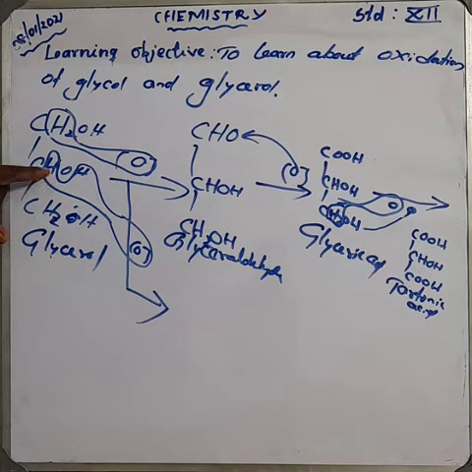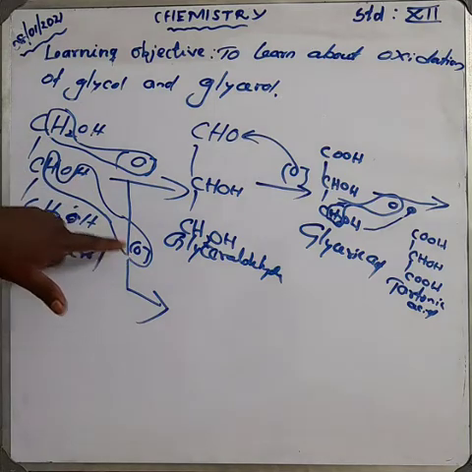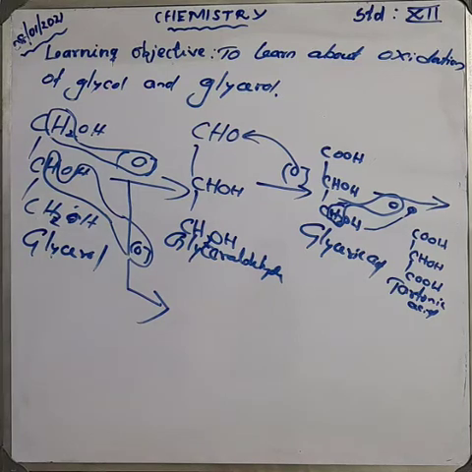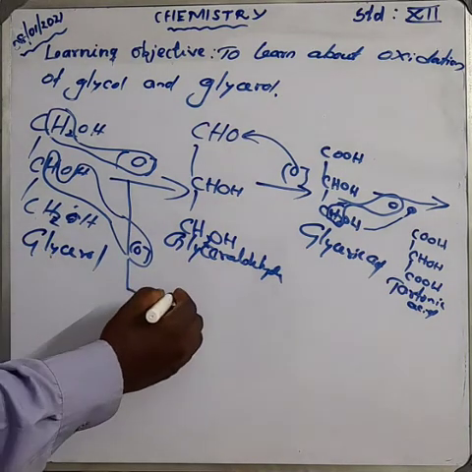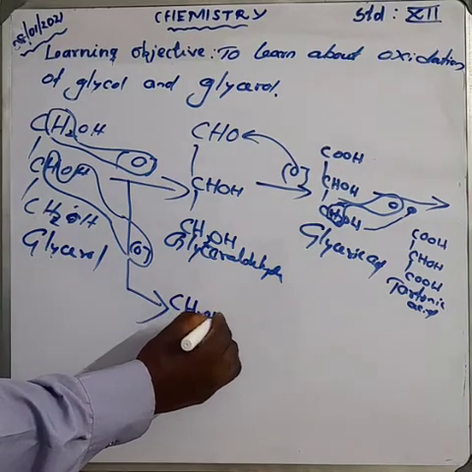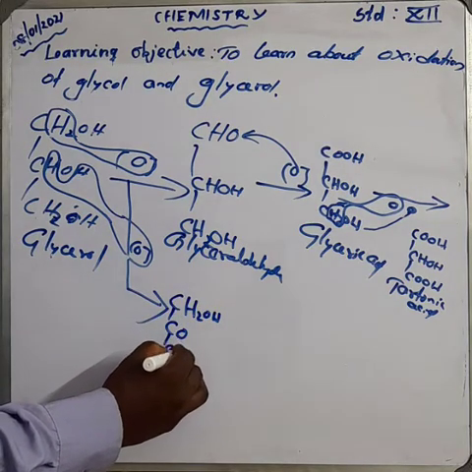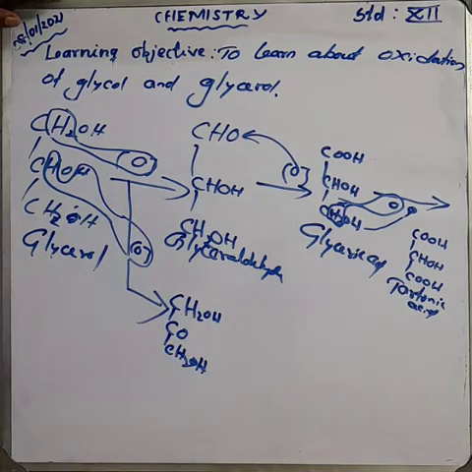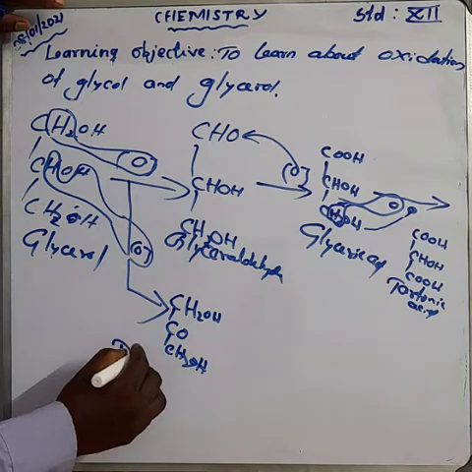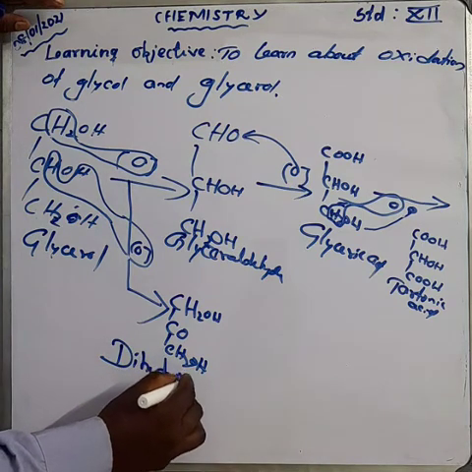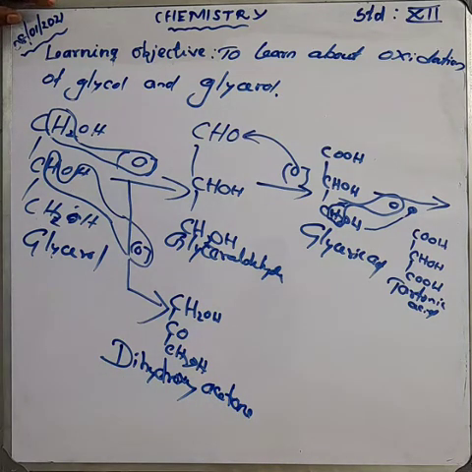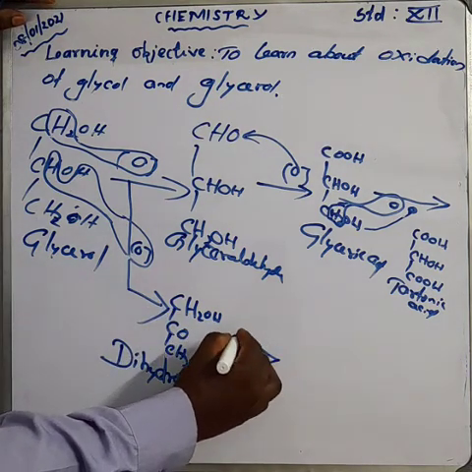From the beta carbon, hydrogen and oxygen give us water. What's the remaining product? CHOH is converted into CO. So, what's the name of the compound here? CH2OH, CO, CH2OH: dihydroxy acetone. Dihydroxy acetone undergoes oxidation.